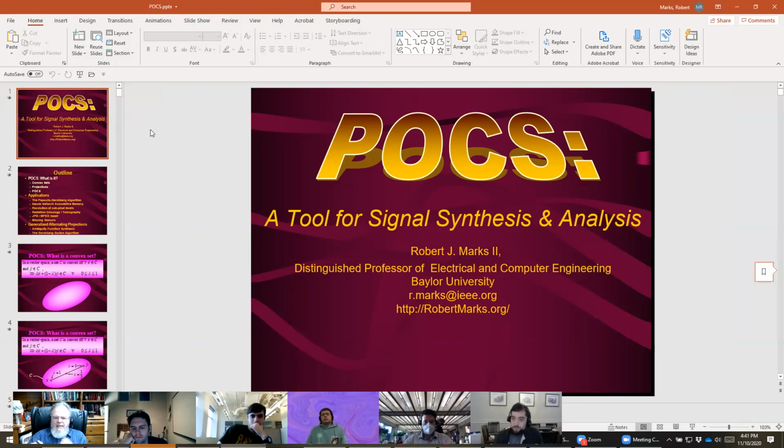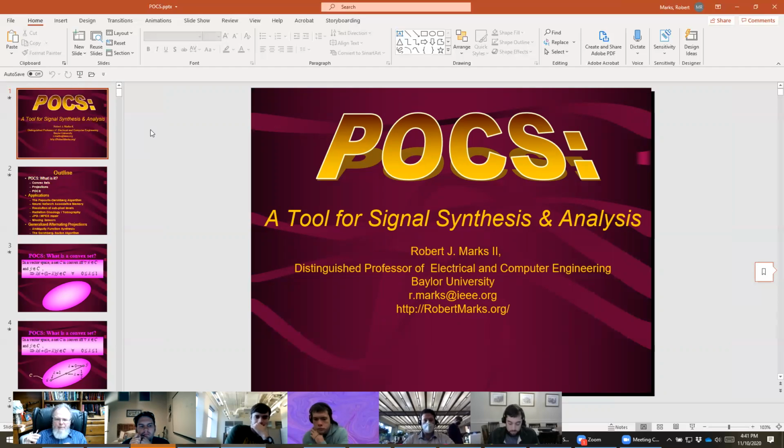POCS is a technique for signal synthesis and analysis that you can apply to things such as missing sensors. You can apply it to tomography. You can apply it to oncology. You can apply it to tomography, reconstruction of three-dimensional images. Remember the Radon transform? I'm going to show you another interesting way of doing the inverse Radon transform, not using all that weird math, but using the concept of POCS.